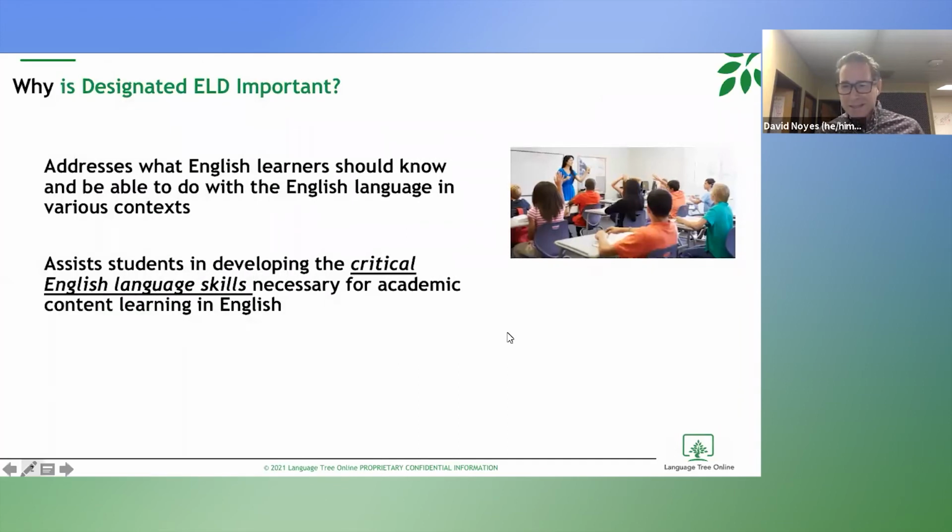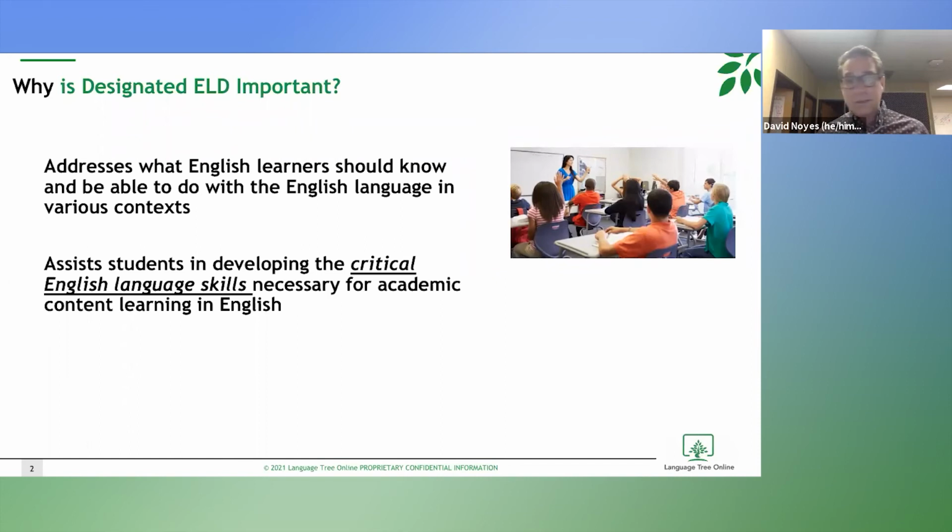Now, why is designated ELD important? Well, it addresses what our students should know and be able to do in various contexts. And when I talk about context, I'm talking about multiple discipline areas. Again, math, science, social studies. They have a language all their own, but in English language development, we want to make the invisible visible. So when students are going through their content, we want to elevate those language opportunities so they can see where language lives to be able to unpack that content.